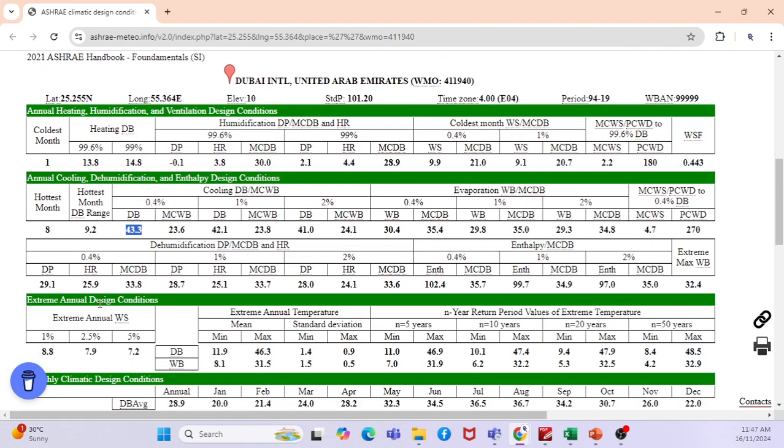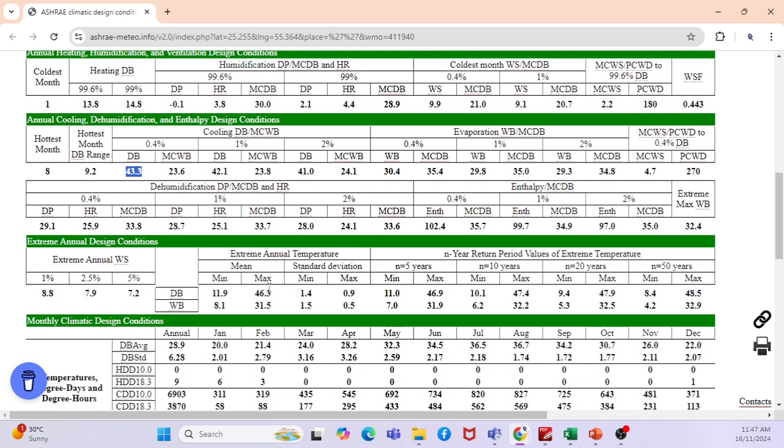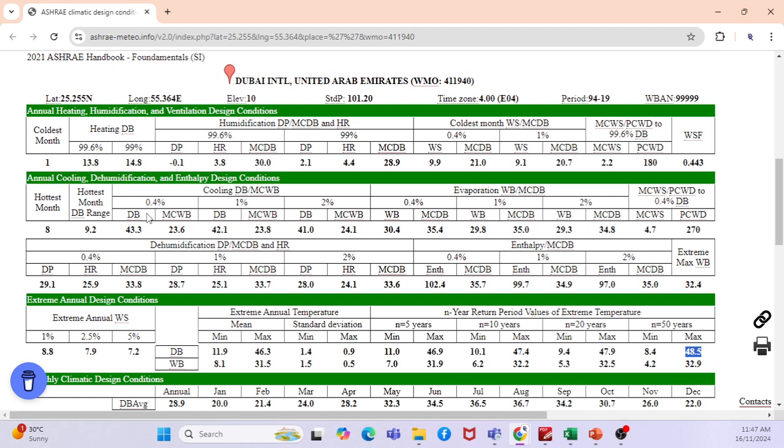Okay, so if you go to extreme condition, this will be the maximum over 8760 hours. Okay, so this is the maximum temperature. Then if you go to the last 10 years, what is the maximum? Last 20 years, what is the extreme maximum? Last 50 years, what is the maximum? That is also a method, because some critical consultants like hospitals and data centers normally consider 20 years or 50 years. But if you go to normal building services, as per the standard, they take 0.4 percent for the extreme annual condition. So that is nothing but 43.3 degrees Celsius.